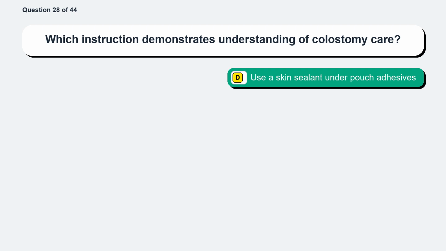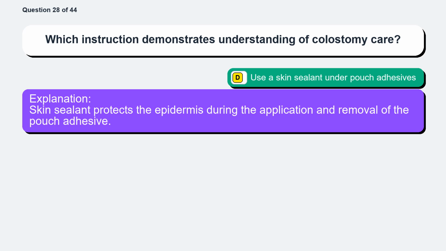The correct answer is option D, use a skin sealant under pouch adhesives. Skin sealant protects the epidermis during the application and removal of the pouch adhesive.